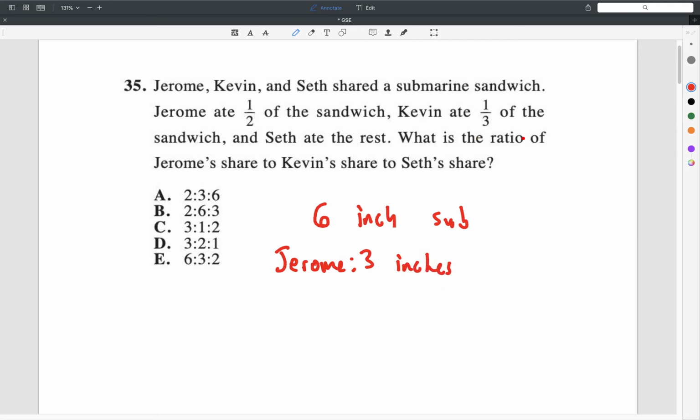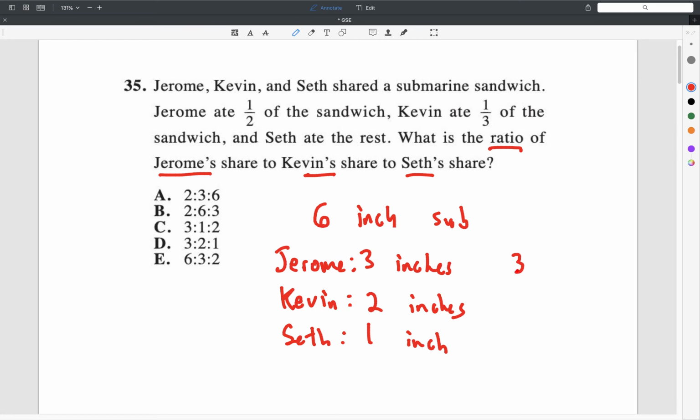And then if Kevin ate 1/3 of it, that means that he will have eaten 2 inches. And then Seth ate the rest. So together, Jerome and Kevin ate 3 plus 2 is 5. So there's 1 inch left here. So Seth ate 1 inch. And they're asking us for the ratio of Jerome to Kevin to Seth. So that's just going to be 3 to 2 to 1. And that would be answer choice D right here.